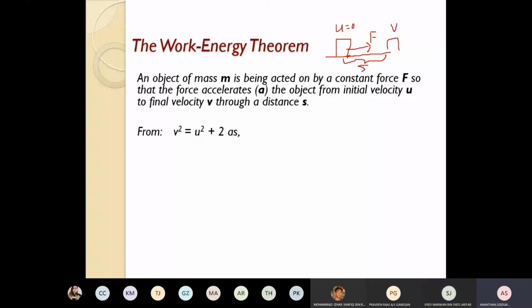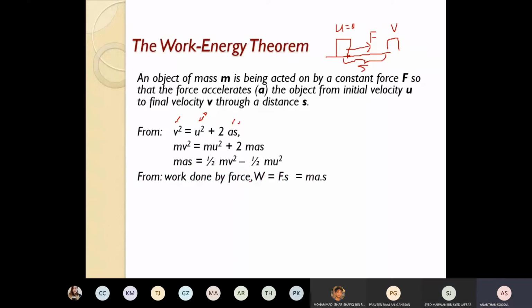So v, u, a, and s must link to this formula: v squared equals u squared plus 2as. v is the final velocity attained, u is the initial velocity, but we take it as 0, a is the acceleration, and s is the distance it traveled. If you multiply the whole equation by mass, it's going to be mv squared equals mu squared plus 2mas. So mas is equal to half mv squared minus half mu squared. Okay, so what is mas here?